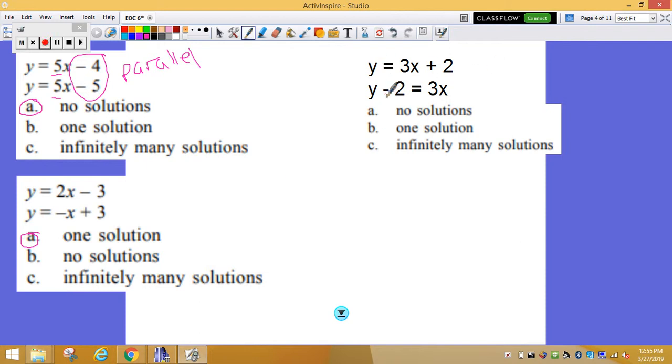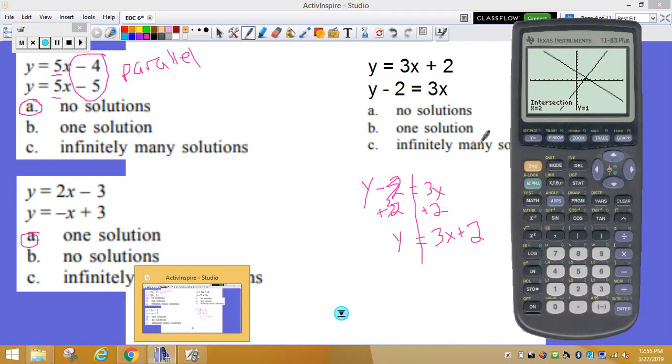Well, my top one is solved, but my bottom one is not. Right? y is not by itself. So this is why we've spent all these weeks practicing solving for y. Because if you can't solve for y, you cannot find this answer. So I need to move this 2 over. And the way I move that 2 is by doing plus 2 on both sides. Now, I can't add these because that's an x and that's not. So I'm just going to put 3x plus 2.